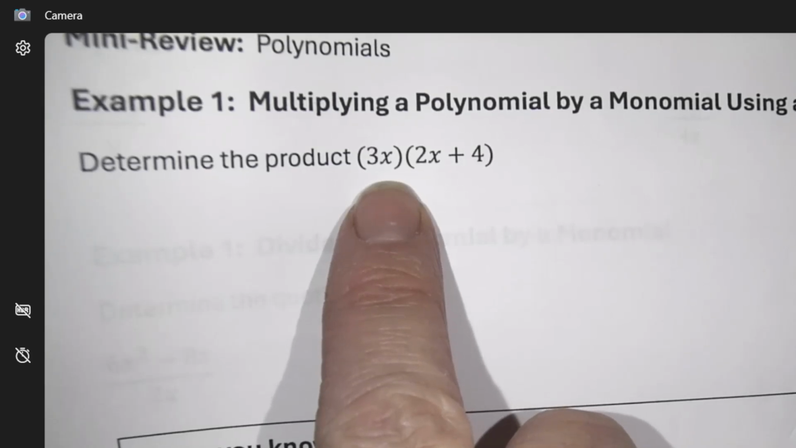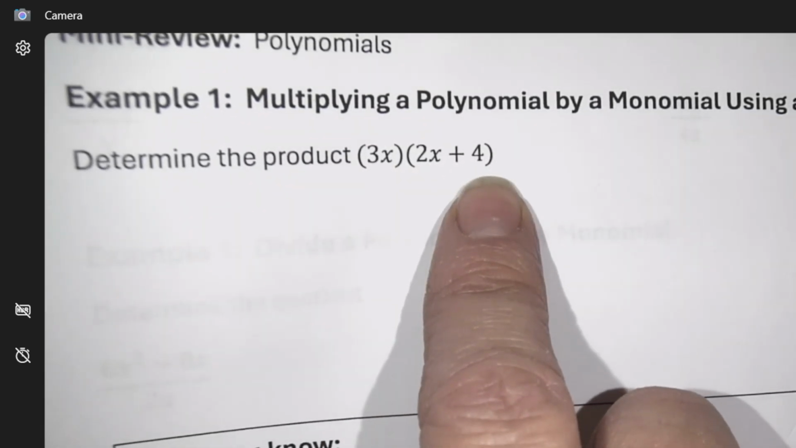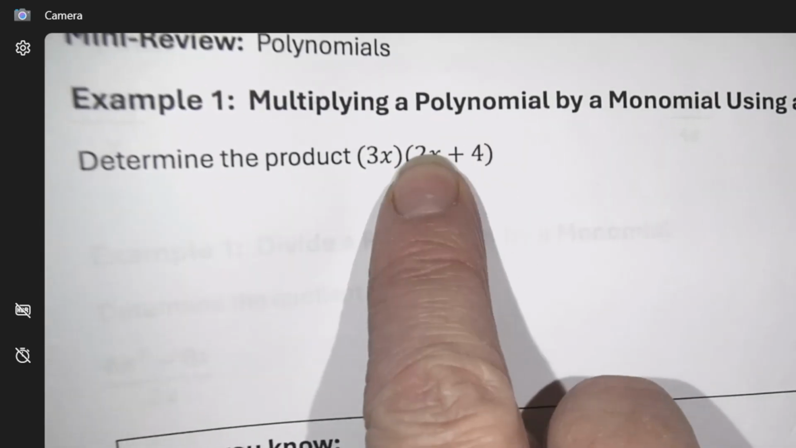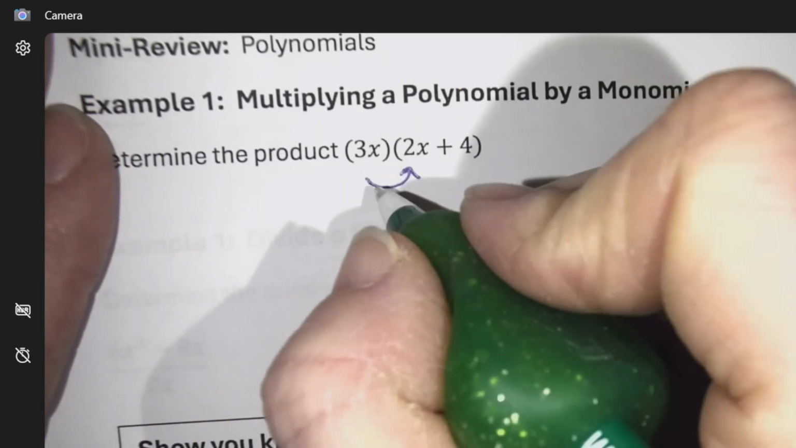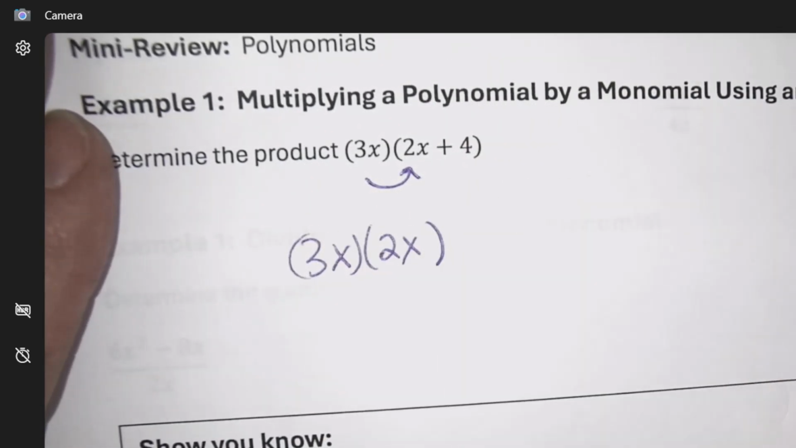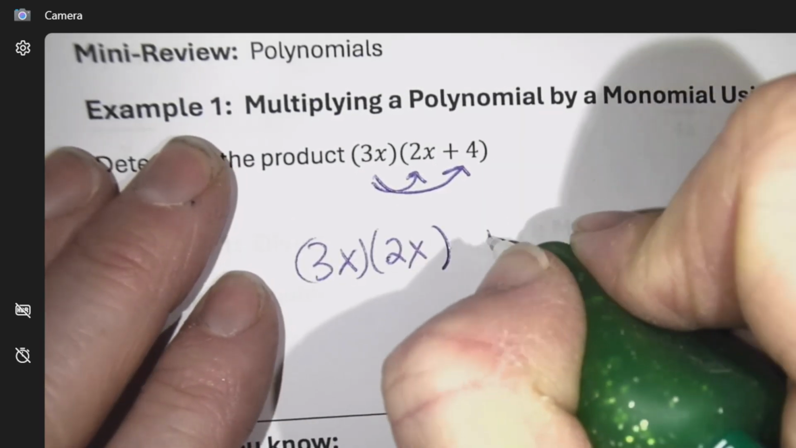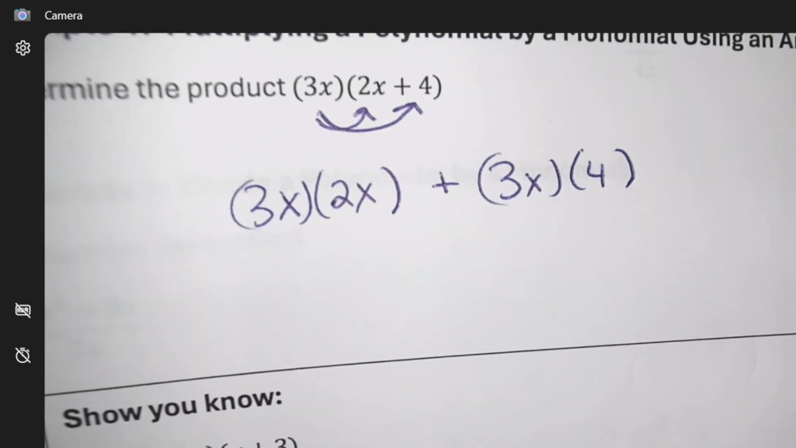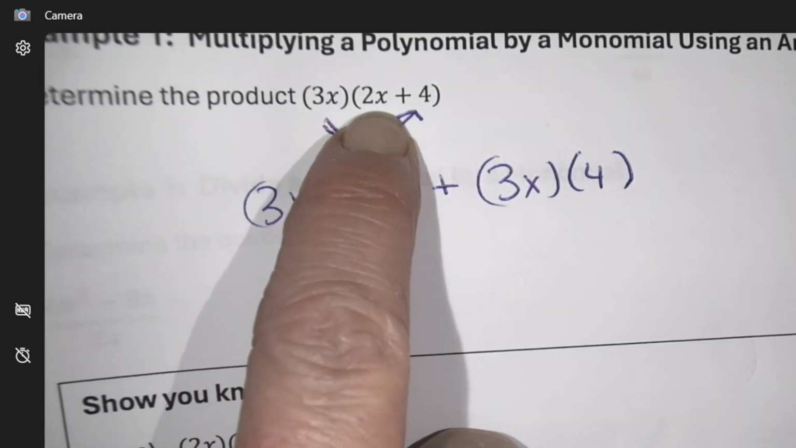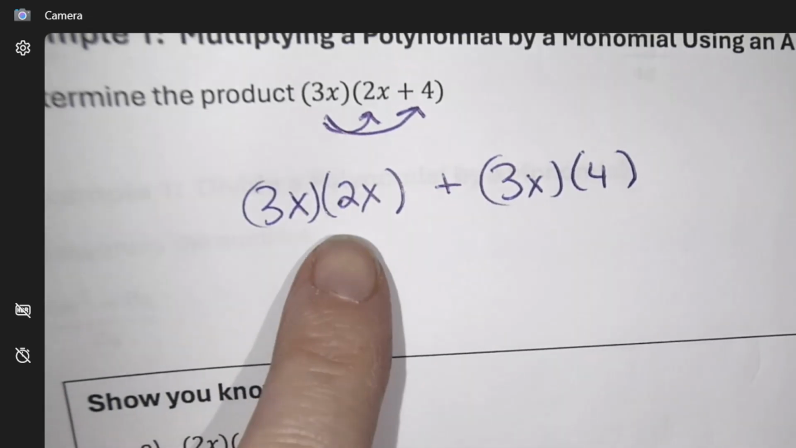So here's my question I always think about. Does this 3x multiplier apply to just something individually or the whole thing? The whole thing. The whole bracket has to get multiplied by 3x. Okay. So I'm going to have to multiply those 2 items together, 6x squared. And I'm also going to have to multiply those 2 items together. So this multiplier has to go to that and to that. So this is called distribution.